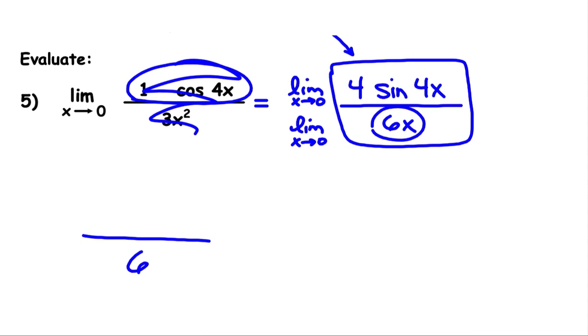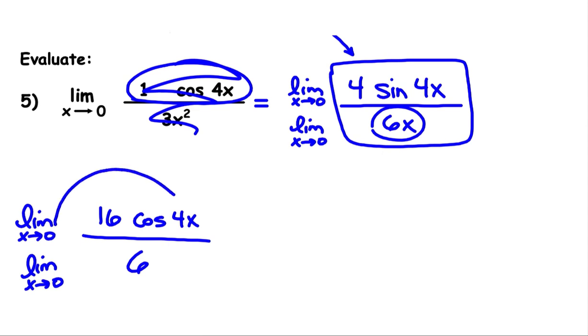Up top, the derivative of sine of 4x is cosine of 4x times the chain rule 4. There's already a 4 there, so now it's a 16. We'll make College Board happy with a pair of limit as x approaches zeros. But as you plug the 0 in here, you're going to get cosine of 0, which is 1. 16 times 1. So that's 16/6 or 8/3.